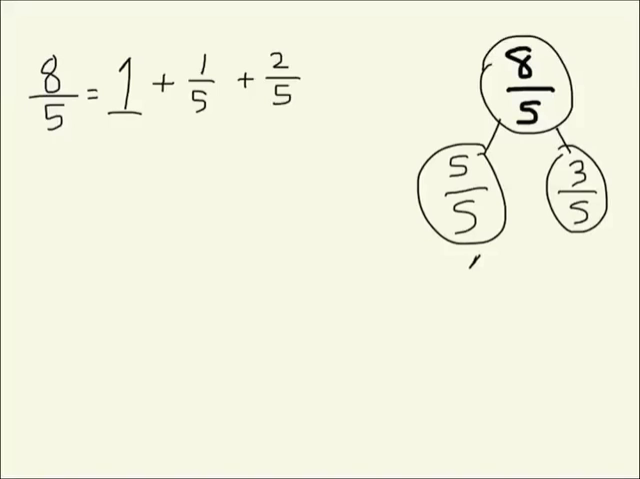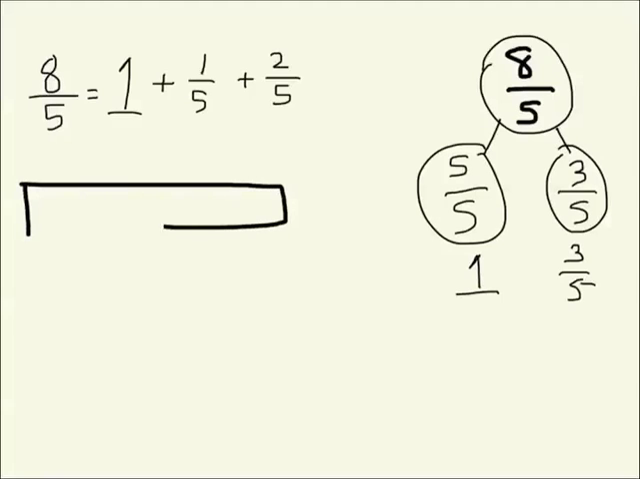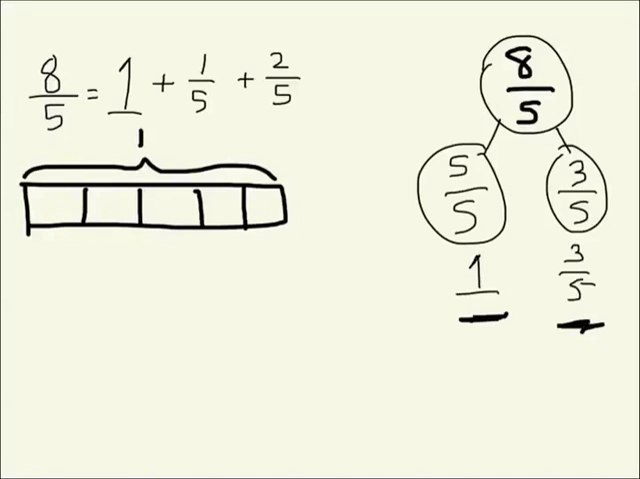So I know I'm going to have 1 whole and 3/5 shaded. So that can help me draw my tape diagram. I know that my whole is going to be fifths. So this is 1 whole, or 5/5. And then I know I'm going to need 3/5 more. Took care of my whole. Now I'm going to add on my 3/5 right there.